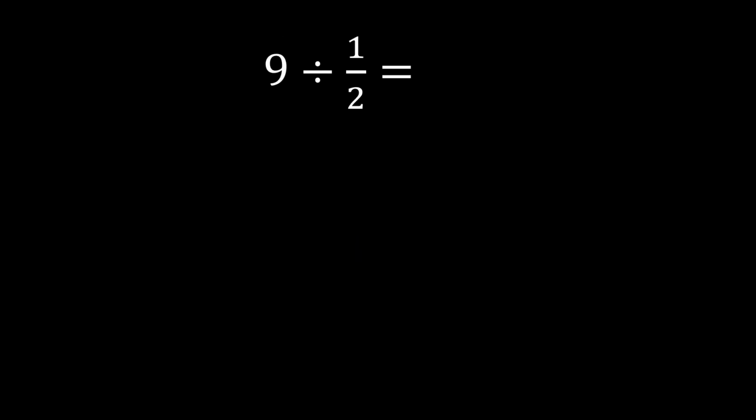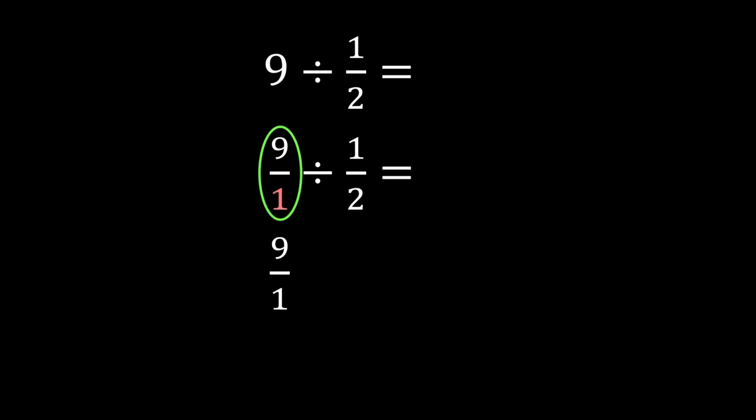This example is 9 divided by 1/2. The first thing we need to do is turn the whole number into a fraction, and we do that by putting it over 1. Now we're set up to begin our division steps. When dividing fractions, we want to keep the first number the same. No matter what it is, it stays the same. So 9 over 1 will remain 9 over 1.